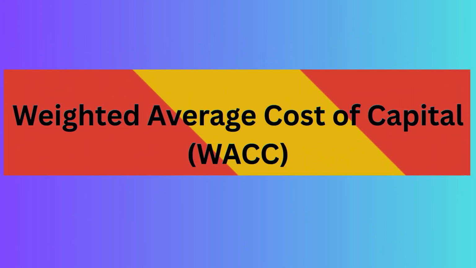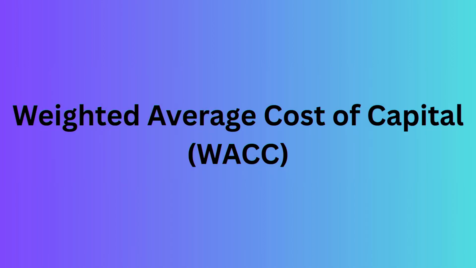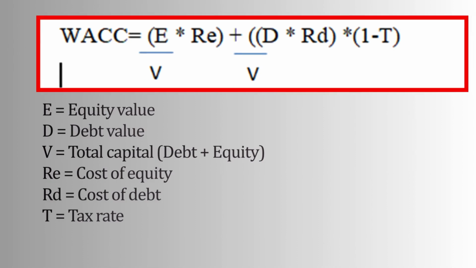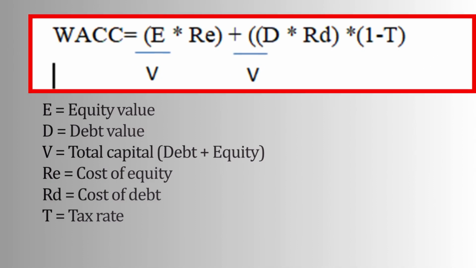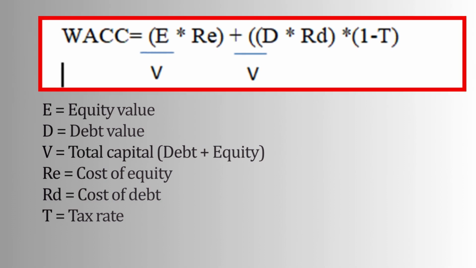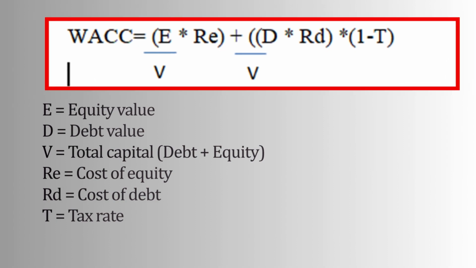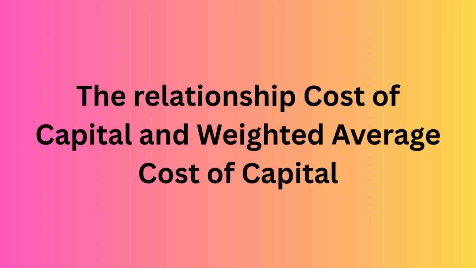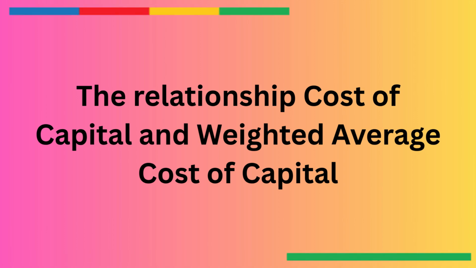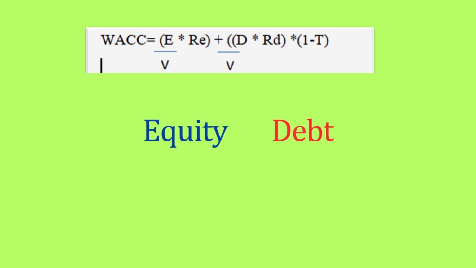Now I am talking about another important topic, which is weighted average cost of capital. I keep here that formula also, which means a company's average cost of financing from the debt and equity weighted by the market value. So it is represented as the weighted average cost of capital, that means WACC. Now I am going to find about the relationship between cost of capital and weighted average cost of capital, which is very important when we are doing the projects.